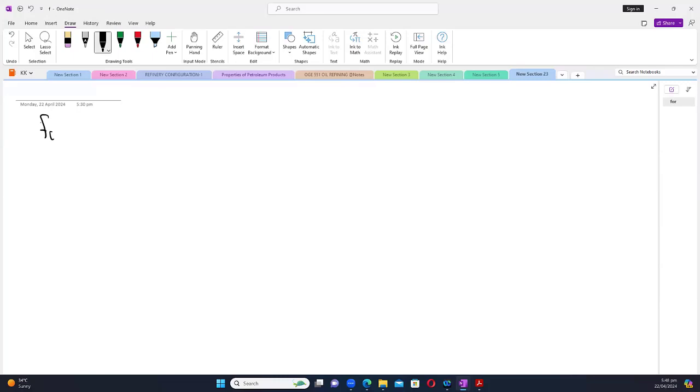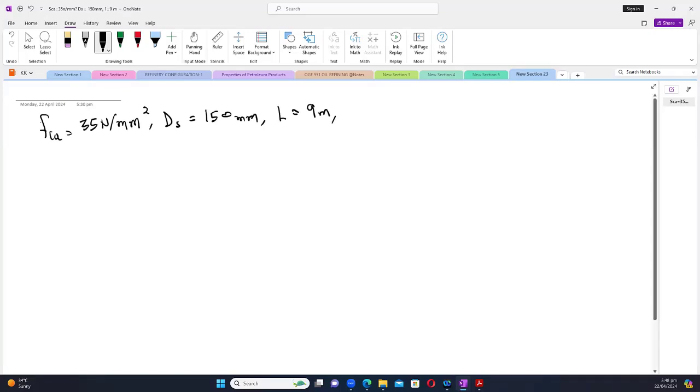Okay, so FCU was given as 35 Newton per millimeter squared. Then the depth of the slab, which we are going to call DS, was given as 150 millimeter. Then we're also told that the span of the beam, let's call it L, is 9 meters.